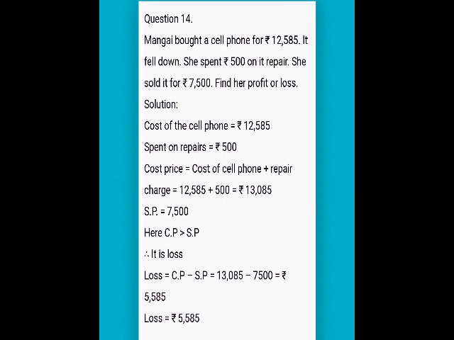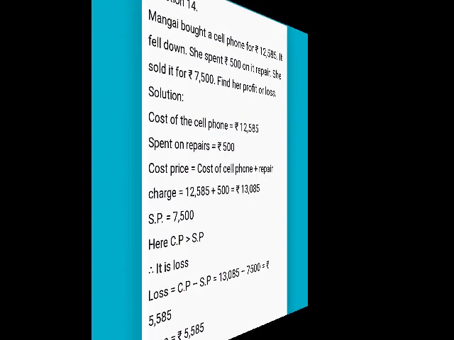So, cost price solution part. Cost price of a cell phone is rupees 12,585. Repair charges 500. So total cost price of the cell phone is 12,585 plus 500, which is equal to 13,085. So what is the selling price? 7,500. Here cost price is greater than selling price. There is a loss. Loss is equal to CP minus SP. 13,085 minus 7,500, which is equal to 5,585. She received a loss of rupees 5,585. Move on to the next exercise.